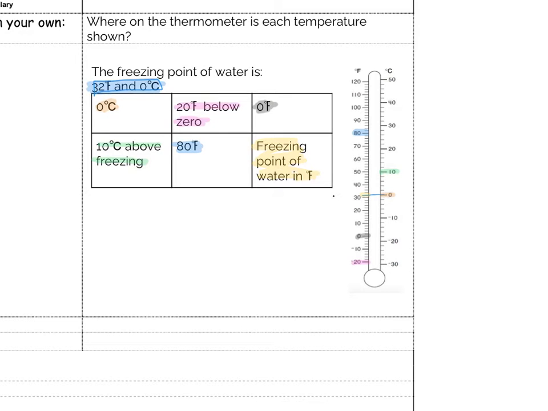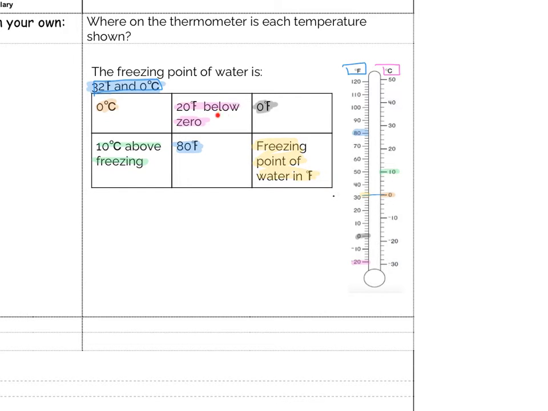Alright, so I went through and I highlighted some things. So at 0 degrees Celsius, we have to pay attention to our units, right? Celsius is on the right in this case, and Fahrenheit is on the left. So something to keep in mind when you're looking for those values. So 0 degrees Celsius is going to be on the right, Celsius. It's going to be right there. So in that case, that's still 0.